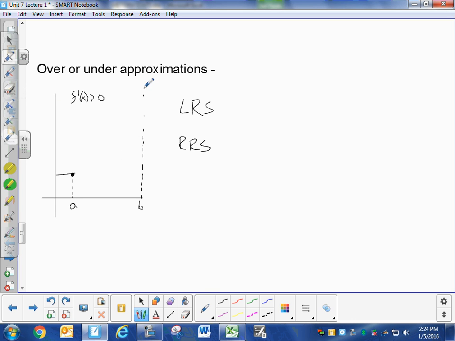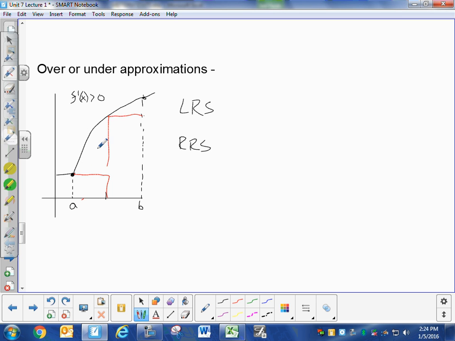It doesn't matter how I draw it. I can do concave up like I showed. I can do concave down. I can do a straight line as long as I know that it's increasing. What I like to do is make one or two subintervals. This is just two subintervals. A left Riemann sum would go here and here.